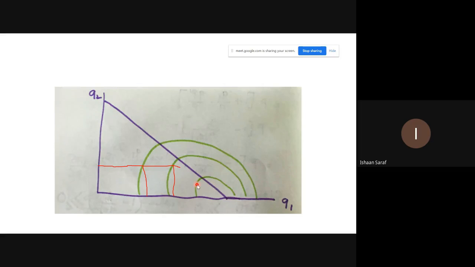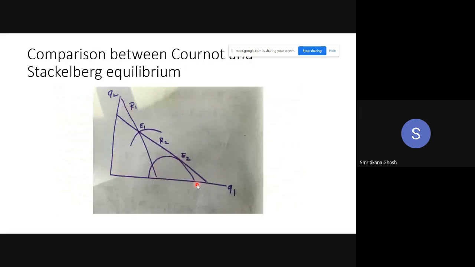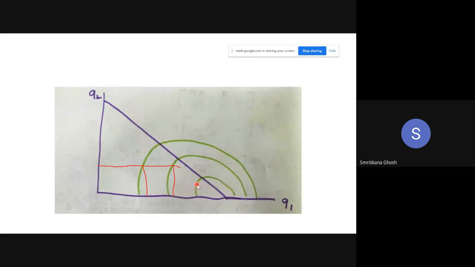Yes, ma'am. Now the fourth property. What is the fourth property? To explain the fourth property, I should draw another diagram. Just a minute. Look, okay, that will help me.